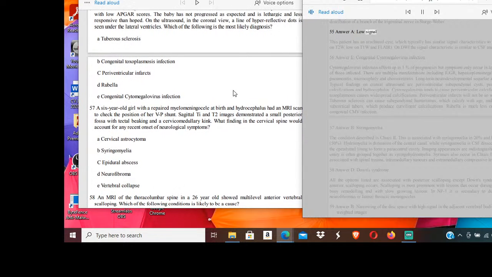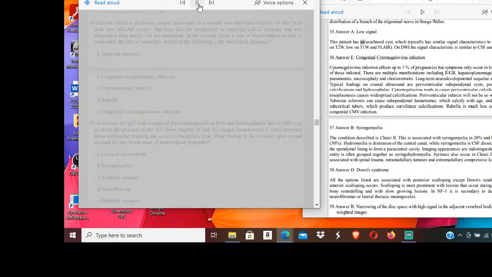55 Answer A, low signal. This patient has a similar signal to the ADC map.